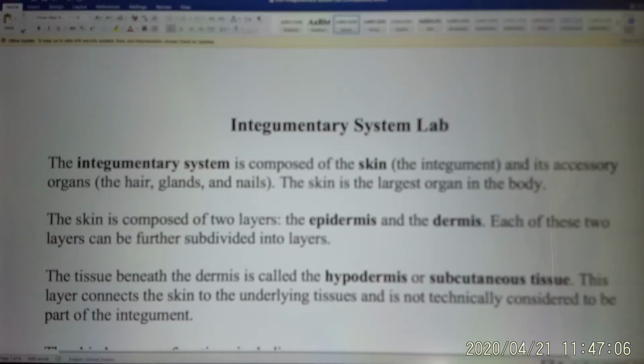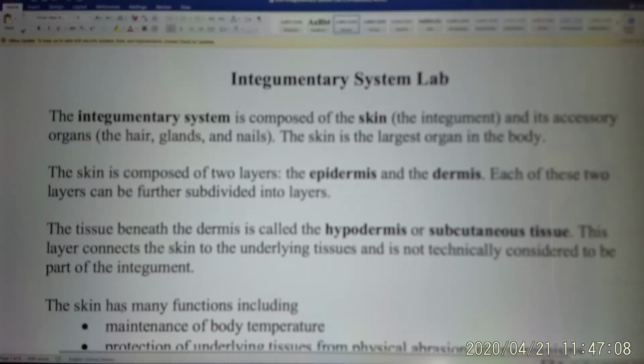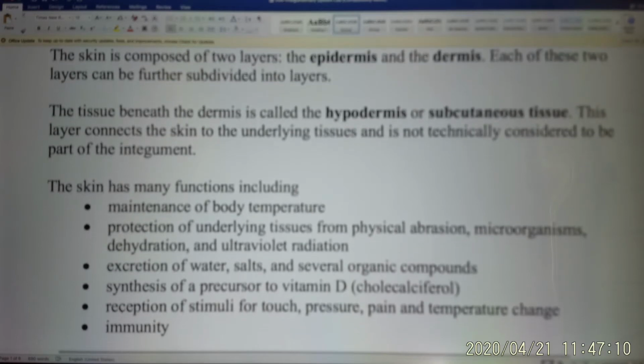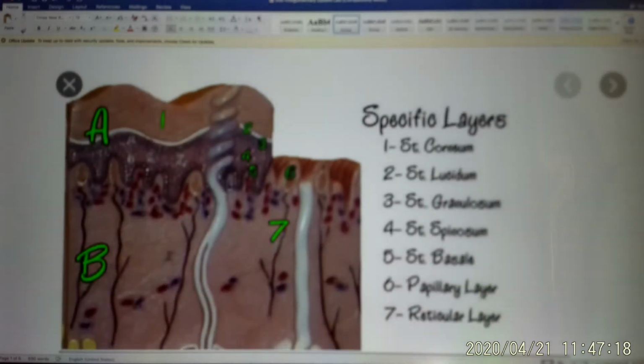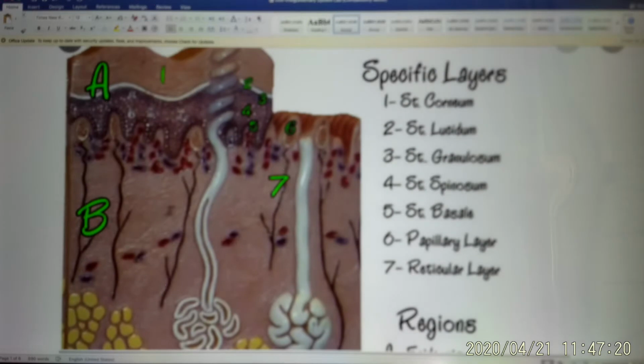We're in the integumentary lab. In this lab, we're going to look at a lot of models, and you need to be able to identify those skin model structures. The model we use is this one. First, you need to be able to identify those three layers.